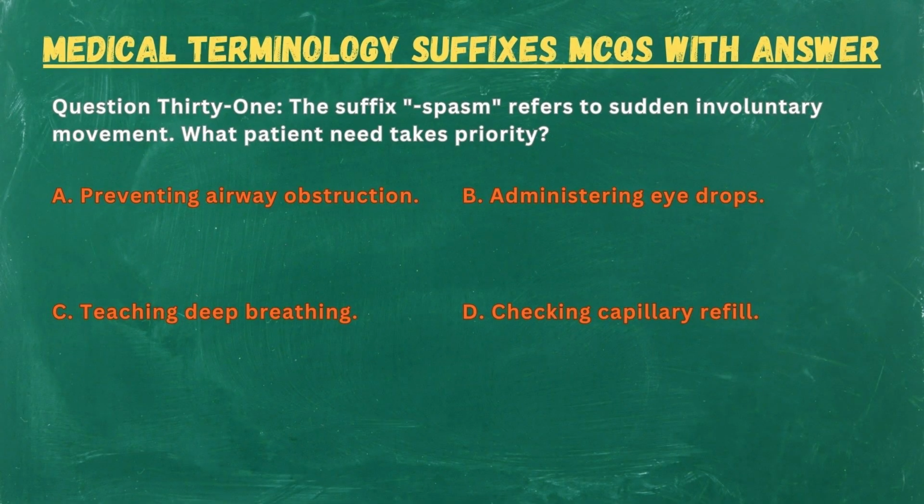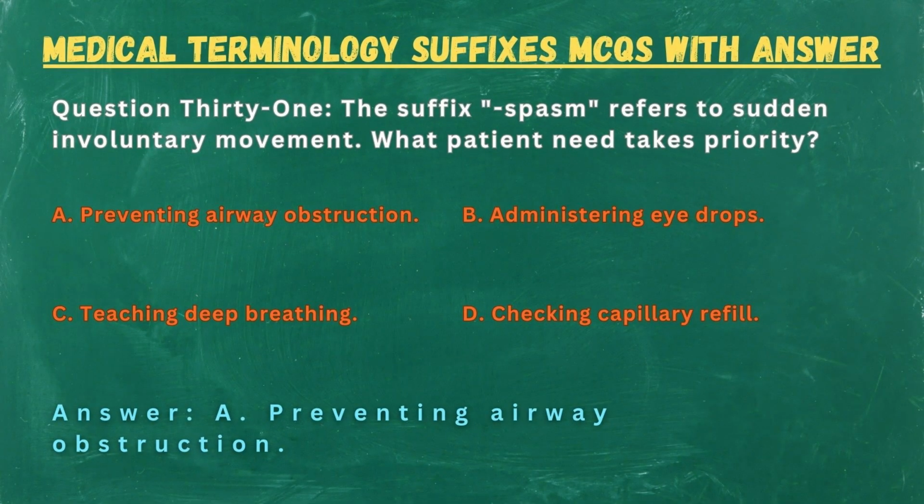Question 31. The suffix spasm refers to sudden involuntary movement. What patient need takes priority? A. Preventing airway obstruction. B. Administering eye drops. C. Teaching deep breathing. D. Checking capillary refill. Answer A. Preventing airway obstruction.